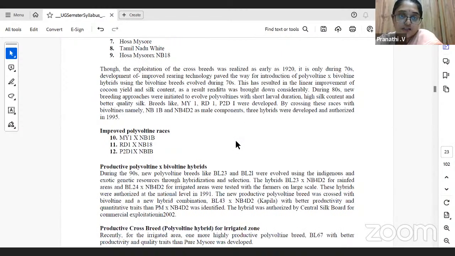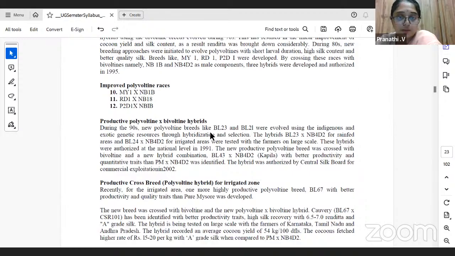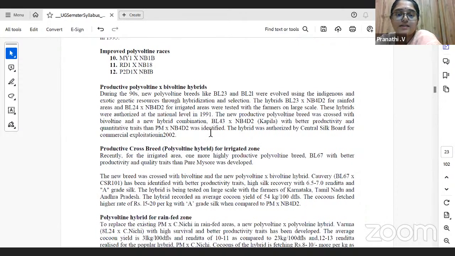So you have different kinds of polyvoltine races today, which is your MY1 into NB1B, RD1 into NB18, P2D1X into NB1B. So what happened was, after this, productive polyvoltine and bivoltine hybrids were produced during the 90s. So I'm just basically telling you the evolution of polyvoltine and different kinds of hybrid races that took place over the time, especially in India.